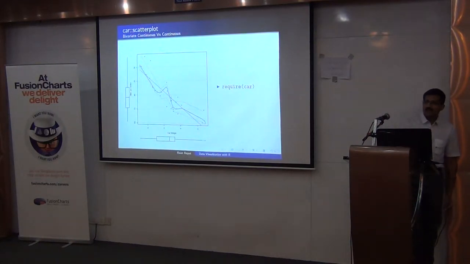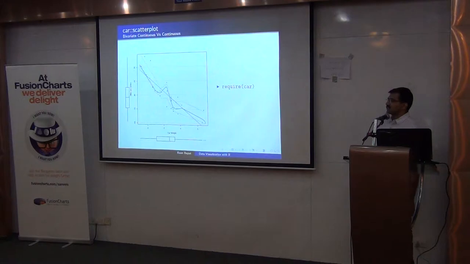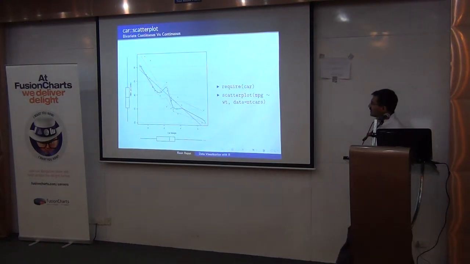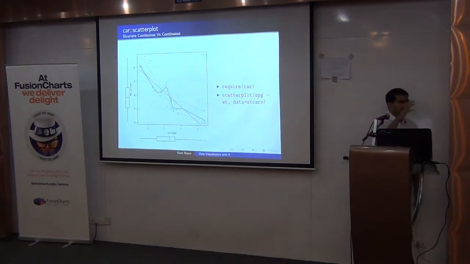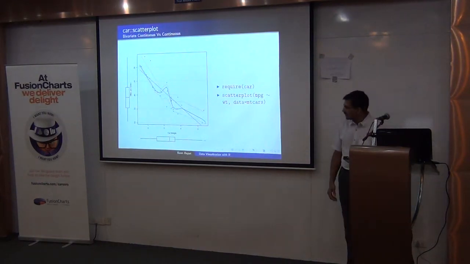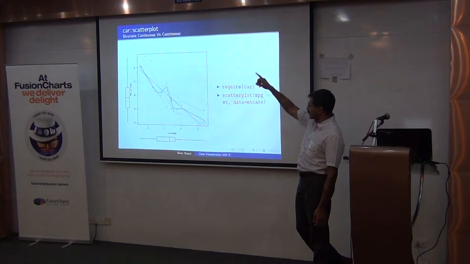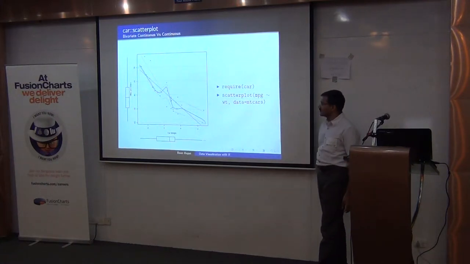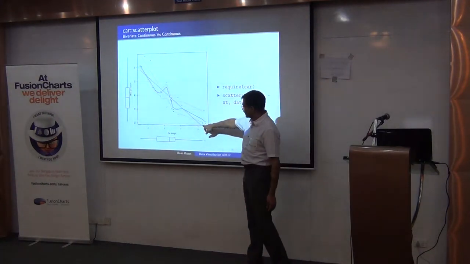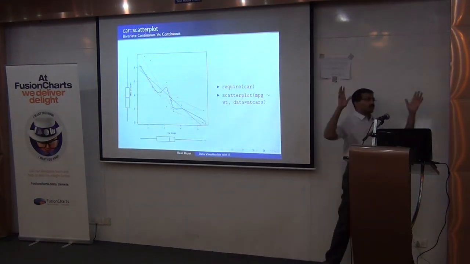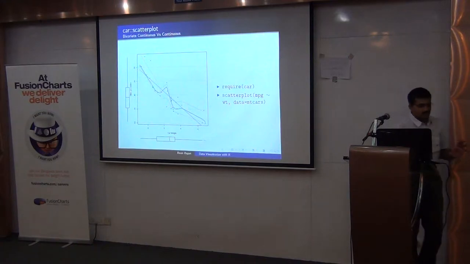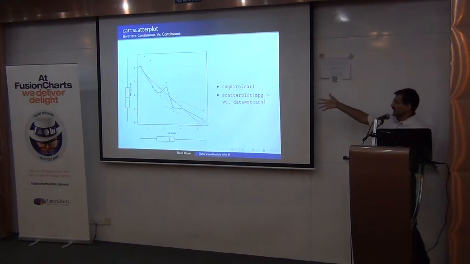There's a package called car, which does all these things in one go. There's a function scatterplot there. You just say MPG is a function of weight, the data is mtcars, and you get it. So you have the scatterplot, a slightly different fitting function, and you also get the linear fit, and box plots on either side. Something that we have already constructed step by step in different cases. All that is canned and readily available for you.